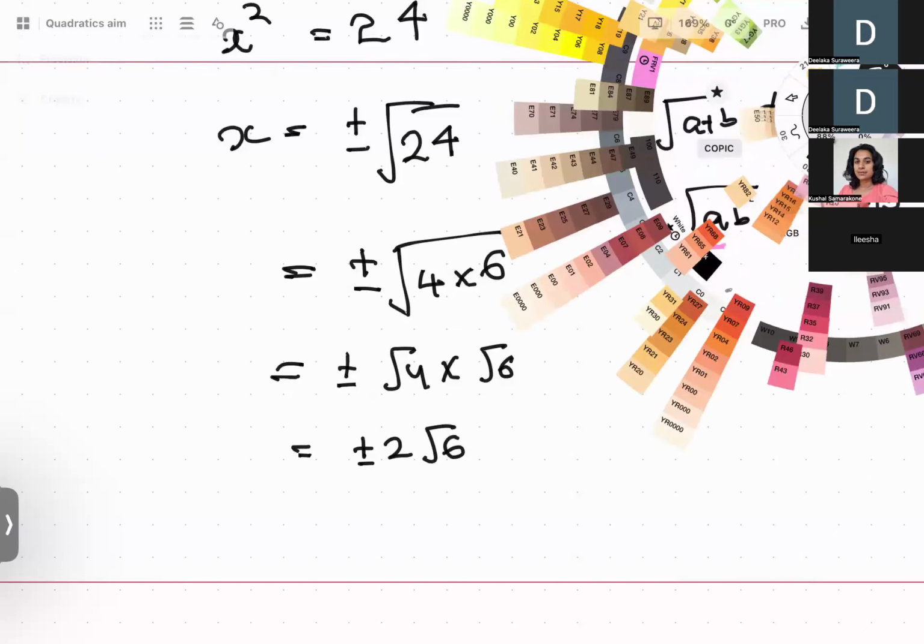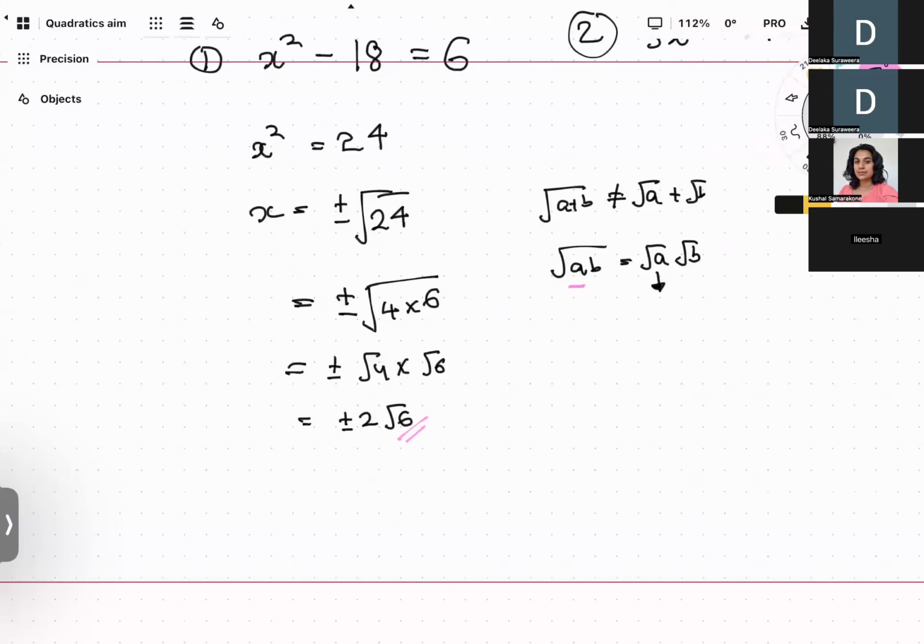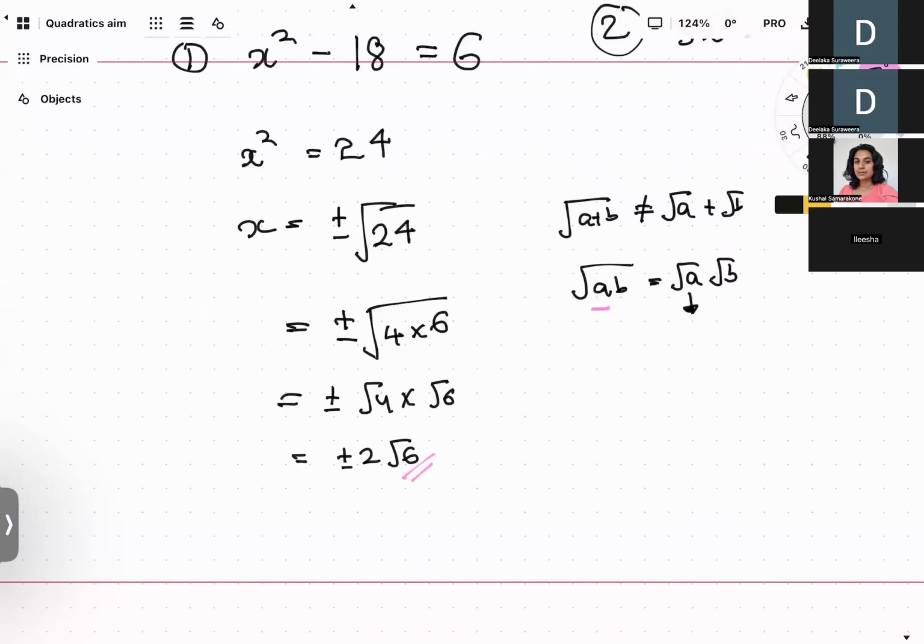So if you are a bit rusty with your surd simplification, that's how you do it. And you can practice that for the homework as well.